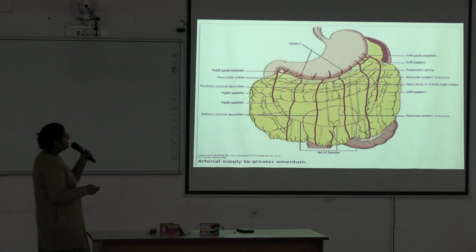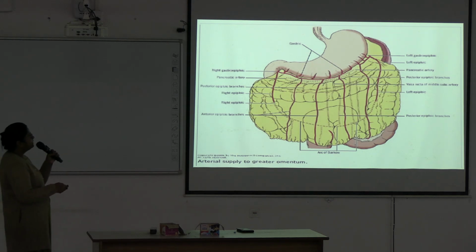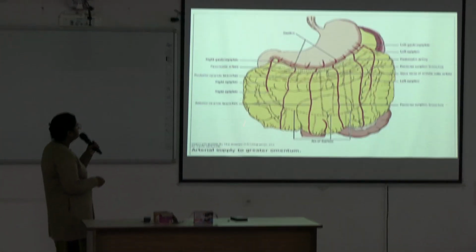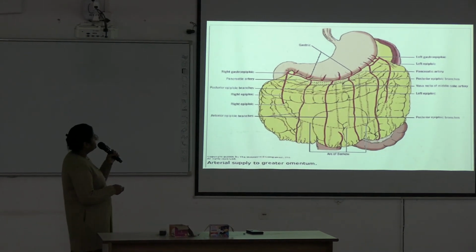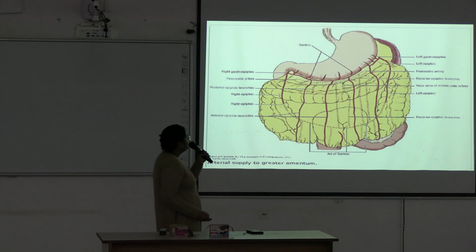See here, this is the arc of Barkow along the greater curvature of the stomach. And these are the epiploic arteries. Right epiploic arteries: these are the anterior epiploic artery, these are the posterior epiploic artery, which is the shaded line. Left epiploic artery, like this. These epiploic arteries are supplying the greater omentum, lying over the gut.